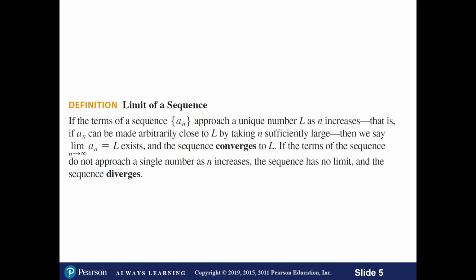If the sequence does not approach a single number as n increases, that means either the terms of the sequence go off to positive or negative infinity, or they go towards 2 or more values. They don't approach a single unique value. Just like with any limit, we say then that the limit does not exist. And so we would say the sequence diverges.